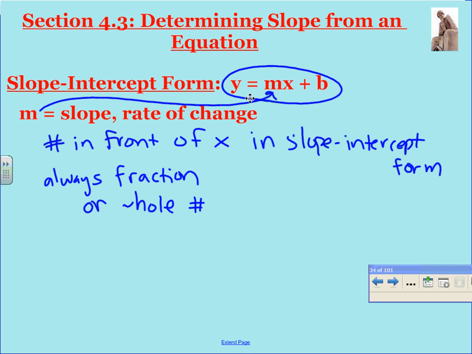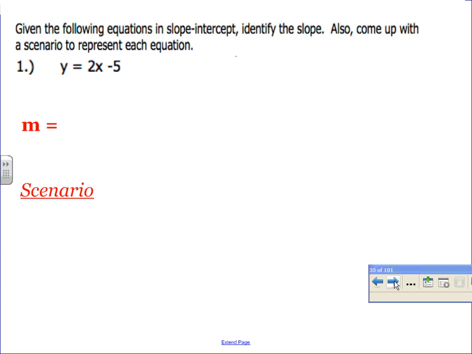Okay, so now that we've went over that again and you know that, we are going to do some examples. So the directions here say, given the following equations in slope-intercept form, we need to identify the slope. We also need to come up with a scenario to represent each equation. Okay, so this is the fun part. You get to be a little bit creative when coming up with your scenarios.